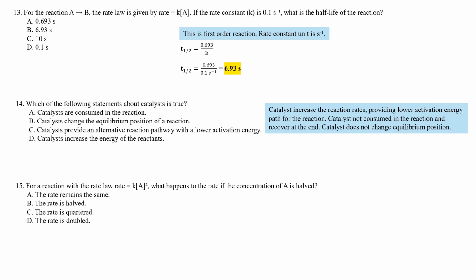Next, for a reaction with the rate law, rate equals K times A concentration squared. What happens to the rate if the concentration of A is halved? Again, we can write the initial reaction rate, and then finally, after the A concentration becomes half, rate 2. If you divide rate 1 by rate 2 and clean up, you can see rate 2, the new rate, is equal to 1/4 of rate 1. That means the rate is quartered.